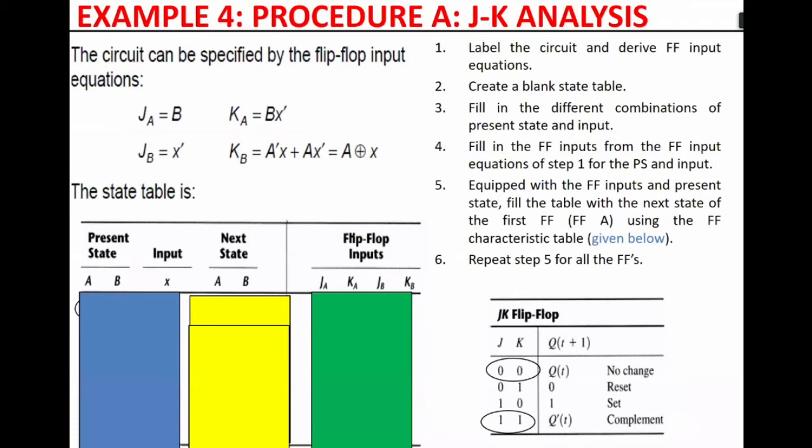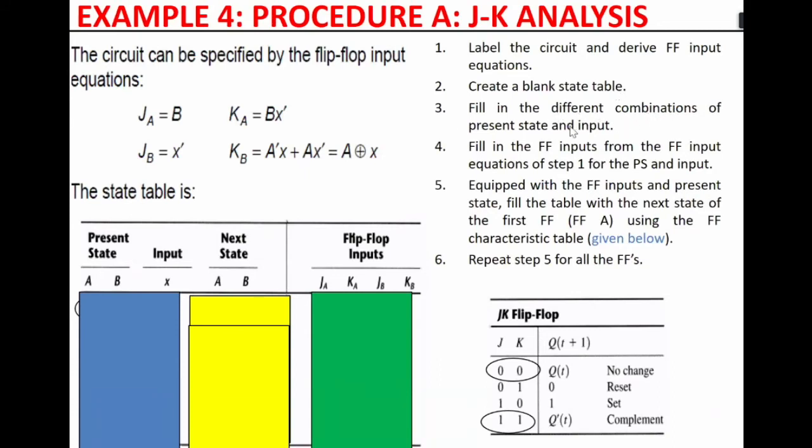Remember, we were using a D flip-flop. And with the D flip-flop, what is at D becomes the next state. That is not the same with the other flip-flops. They involve a lot, so just focus on this. Label the circuit and derive the flip-flop input equations. We labeled it. We derived the JA, JB, KA, KB. We've done that. Create a blank state table.